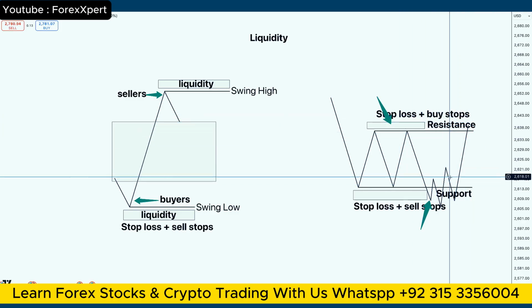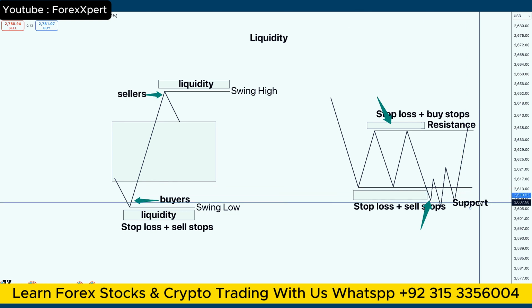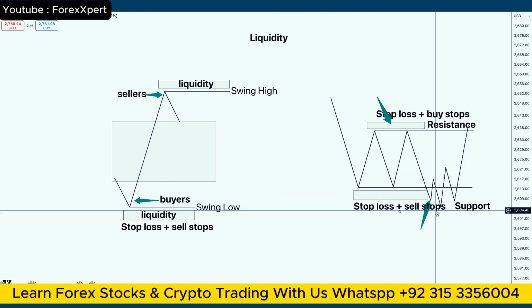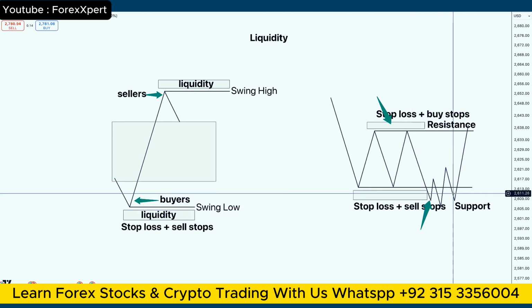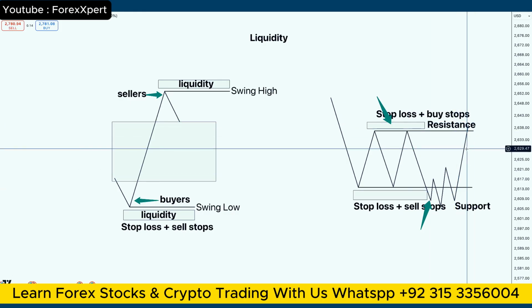And if the structure then agrees with us, the structure being what we've just discussed, and don't worry, we'll elaborate on this more, then we have good means for getting into a position and tackling the other points of liquidity.